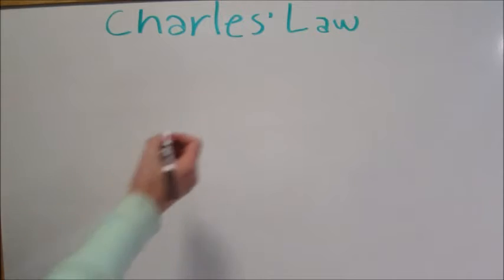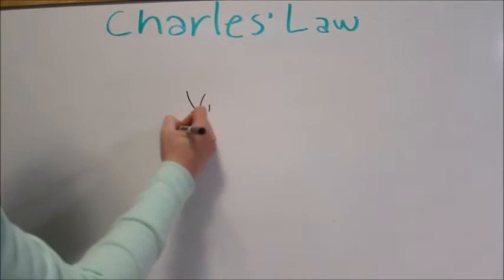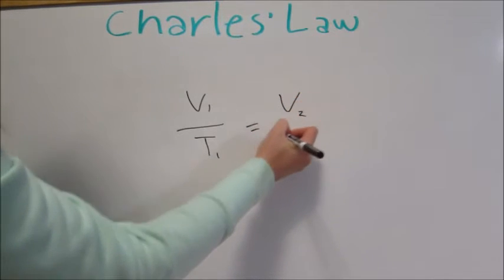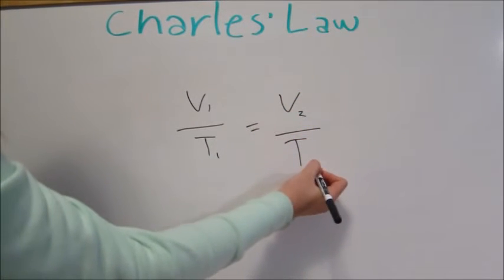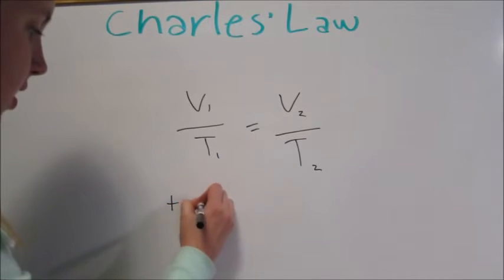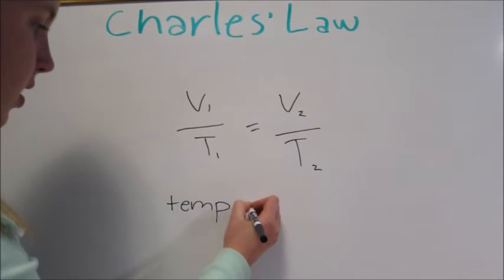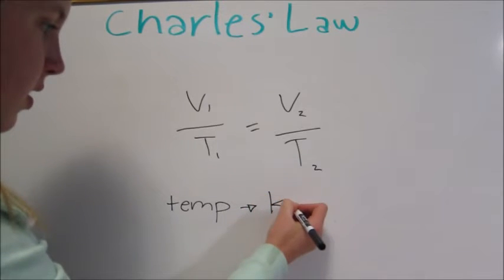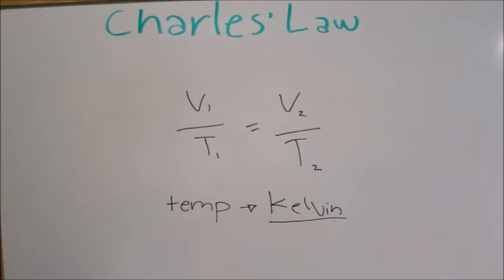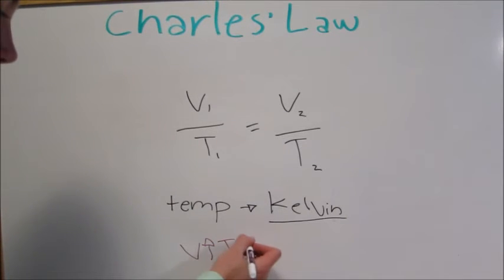So basically, all you need to know about Charles' law is the equation V1 over T1 equals V2 over T2. And when solving for T1 or T2, make sure your units are in Kelvin always. And then an easy way to check your work would be if your volume increases, your temperature also has to have increased. And if it decreased, then temperature also would have had to decrease.